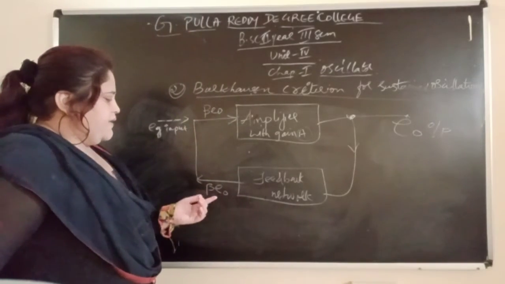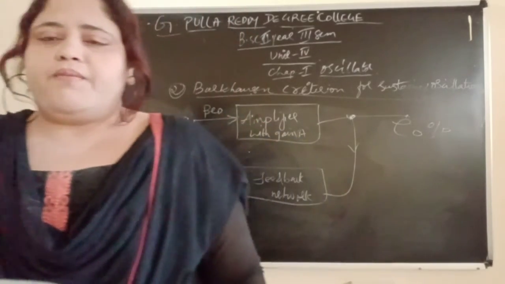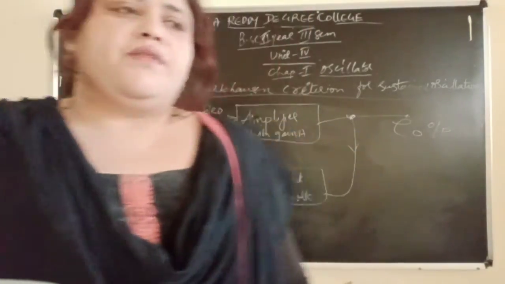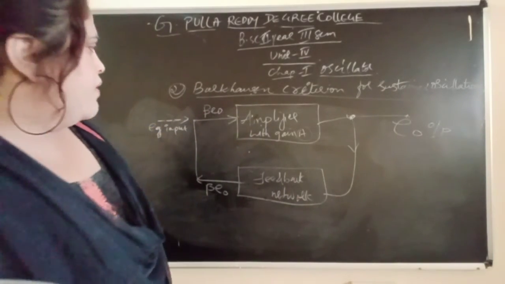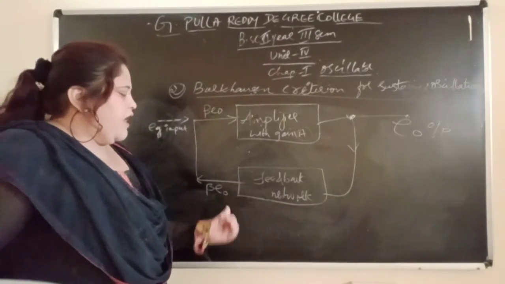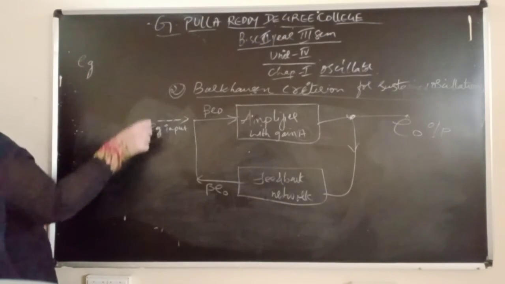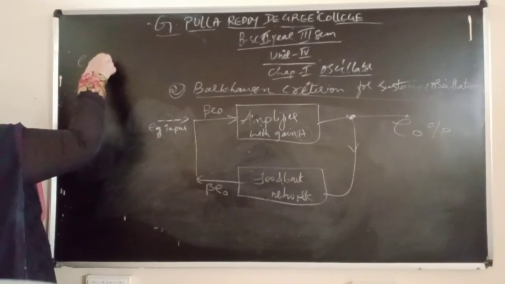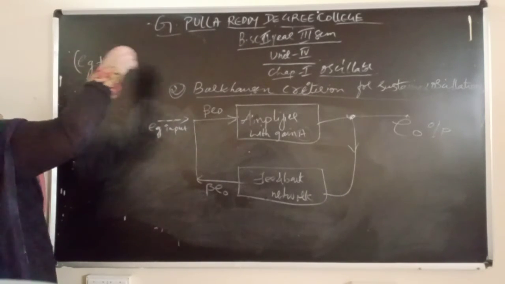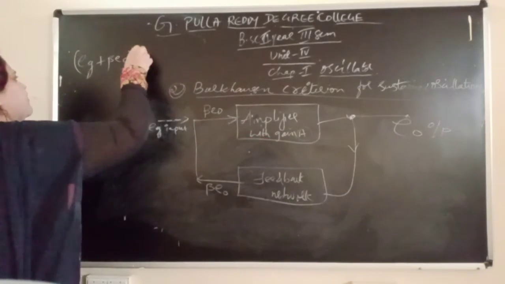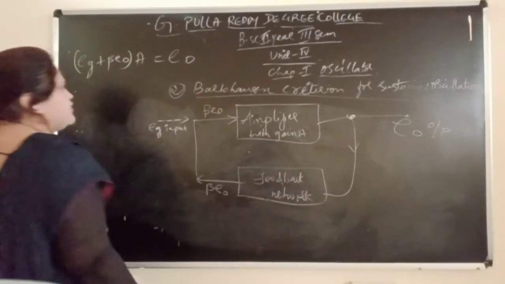Then beta E naught is what goes to the input. What is beta here? Beta is the feedback fraction. Now, after writing this, you should tell what the condition is and how to write the equation. We write the equation: EG plus beta E naught, these both are added, and it will be amplified A times, and it will pass to E naught, equals E naught.